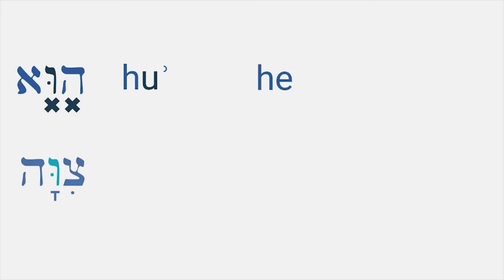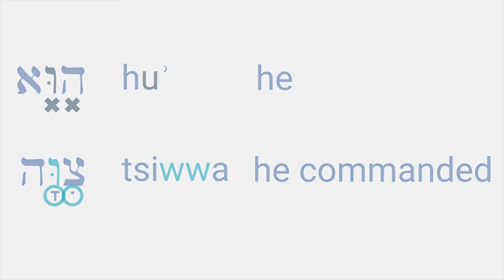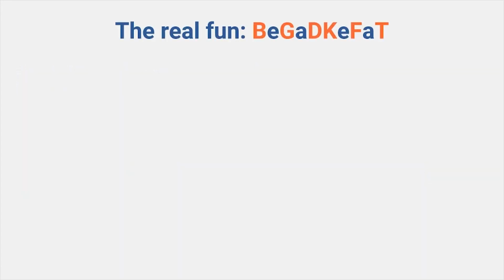Here's another one, Tziva, which means he commanded. And here you can see a Hirek under the Tzadeh and a Kamet under the Vav. So the Vav has a Dagesh, which is a Dagesh Forte, hence a double W.